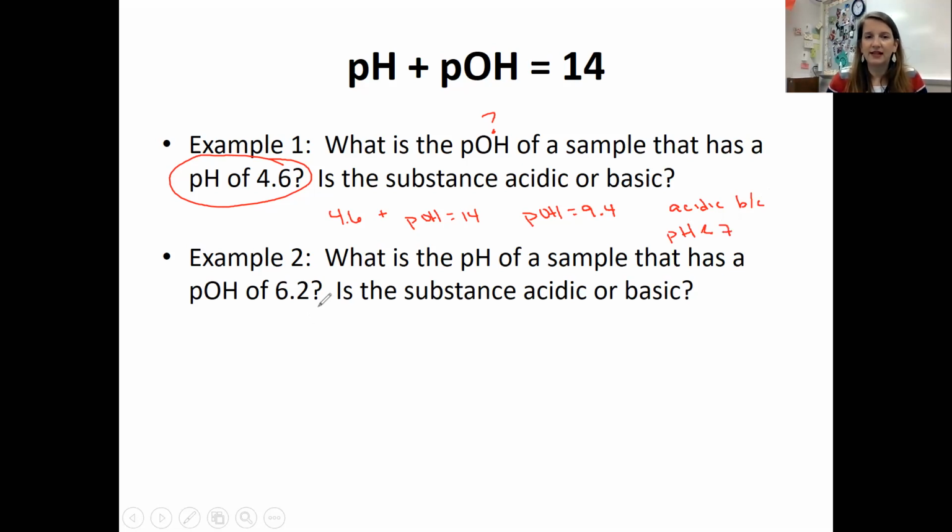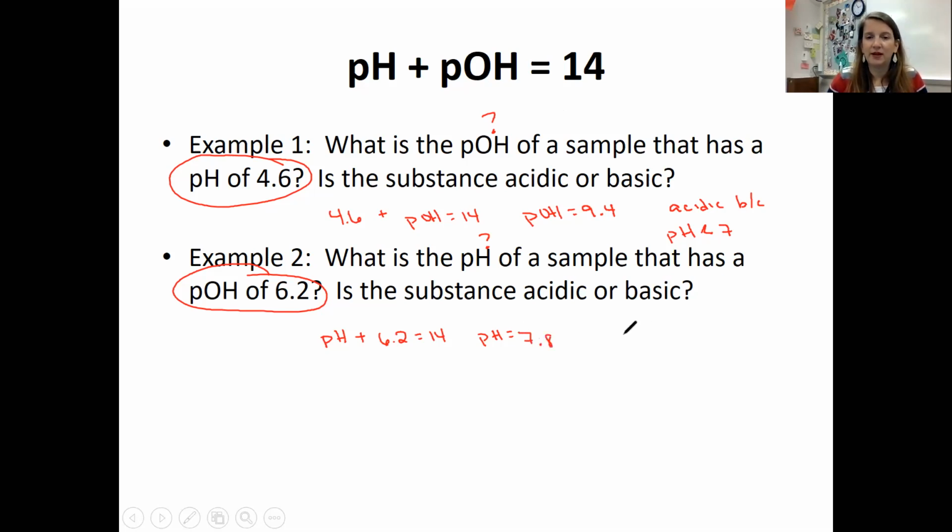Down here, it's asking us to find the pH, and it's giving us the pOH. So we know that we have to go from the pOH to the pH. So our pH plus our pOH is equal to 14. So our pH is going to equal 5.8. Nope, I can't do mental math. 7.8. Goodness gracious. 7.8.